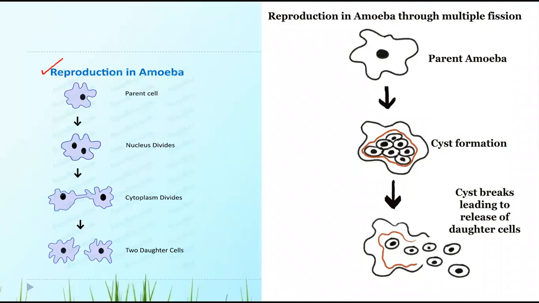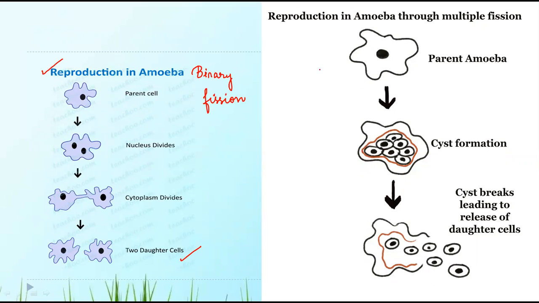So this is how you have got to know reproduction in amoeba. In the parent cell, the nucleus divides. Later on, the cytoplasm divides. One nucleus goes this side, one goes this side, the cytoplasm divides, and two daughter cells are formed. This is nothing but binary fission.